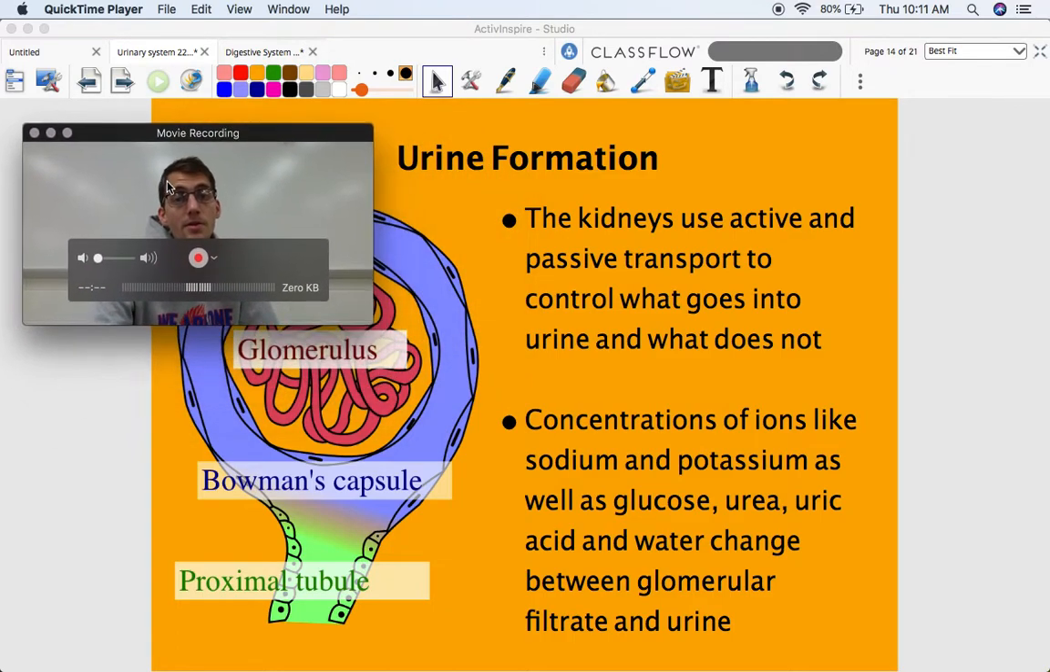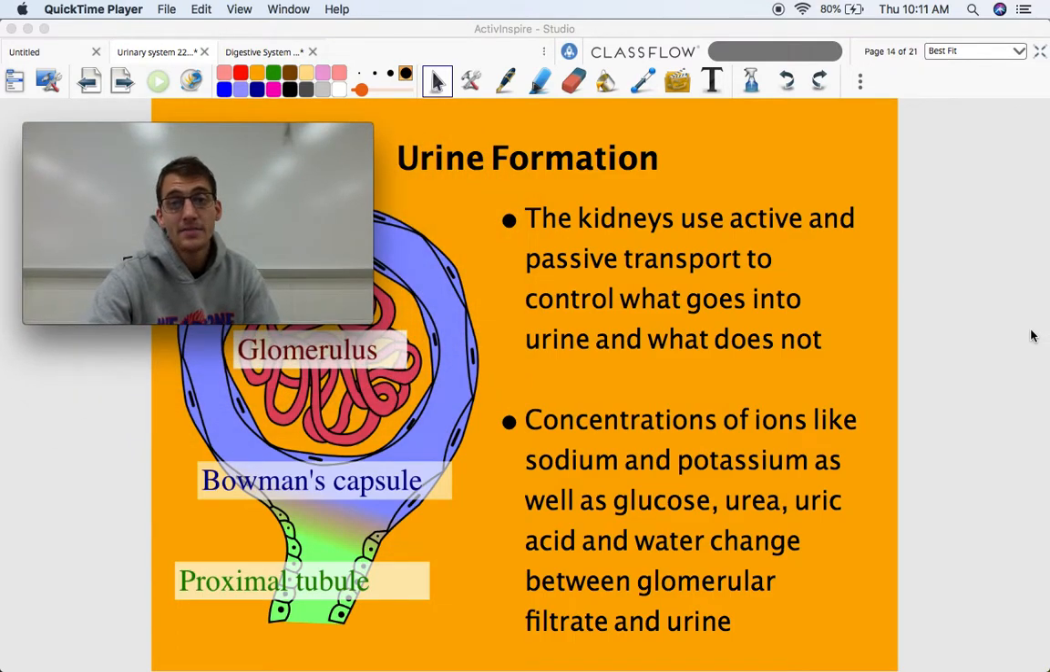Okay. Couple other notes here. The kidneys use active and passive transport to control what goes into urine and what does not. So again, if you've learned this from a previous class, if you've definitely learned about this in AP biology, if you've learned this in another biology class, great. Active transport is the cell using ATP to actively try to push substances out or into a cell. And passive transport is the kind of natural motion of substances from one side of a membrane to another, kind of like what we looked at in our last video with osmosis. Osmosis is a type of passive transport.